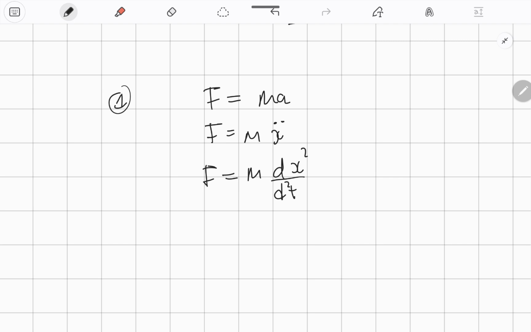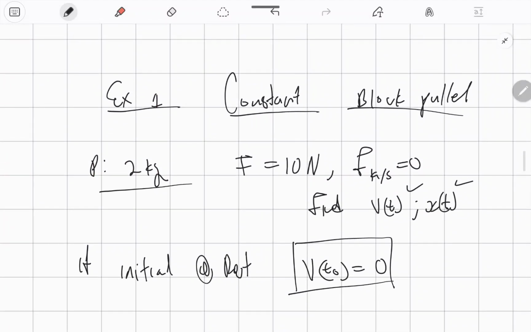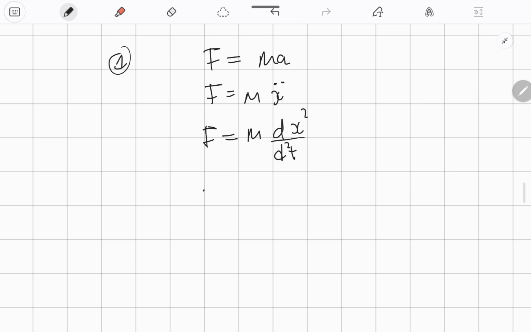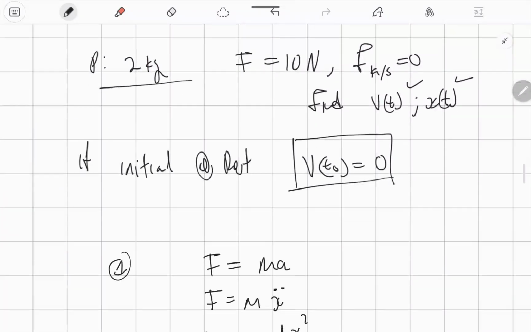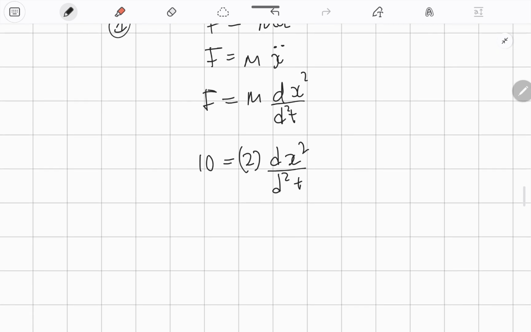That was you writing Newton. Did I give you stuff like your mass? I made up a mass of 2 kg. So from here, F is equal to, we know the mass is 2 kg, times d squared x over dt squared. Force, did I give you? It's a constant force of 10 newtons. So from here, obviously you can divide by 2, and you'll have 5 is equal to d squared x over dt squared.